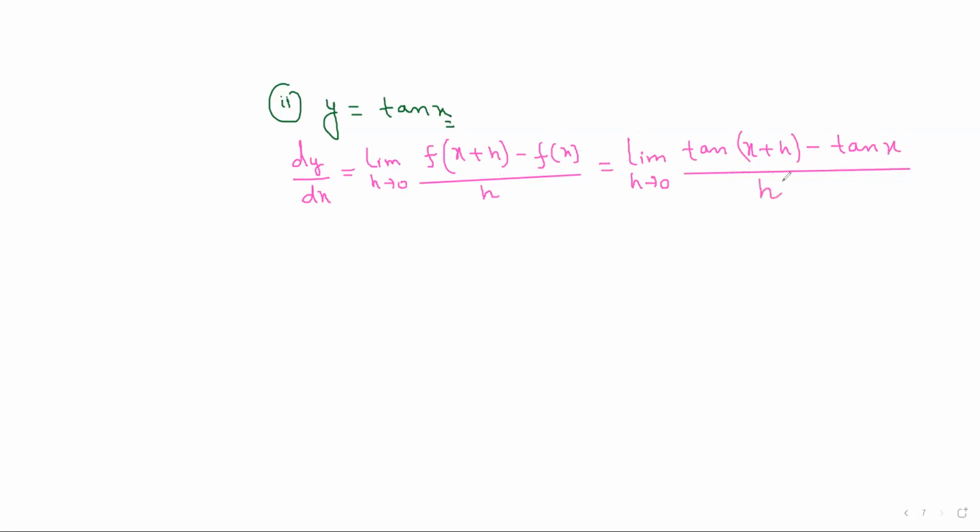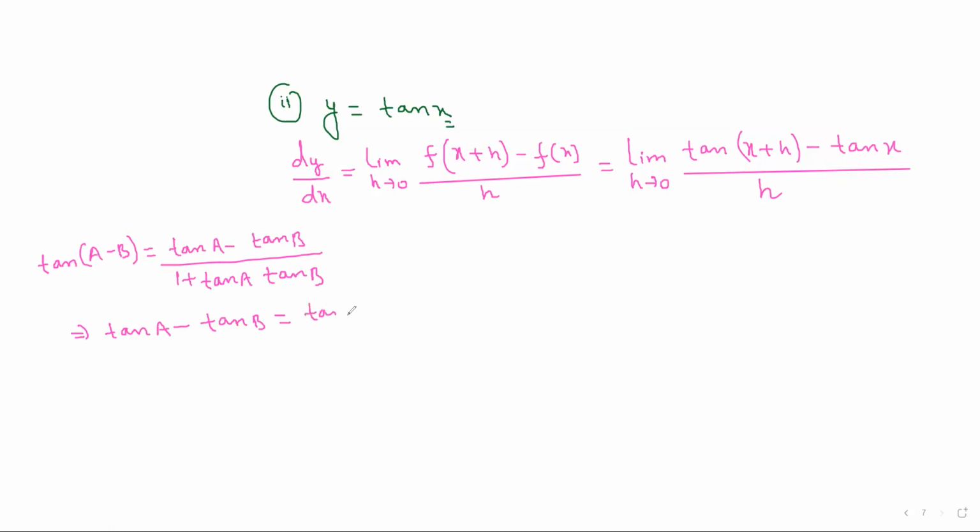So do you know very well tan A minus tan B? Guys, the formula is one important class 11 formula: tan(A minus B) is tan A minus tan B upon 1 plus tan A into tan B. So finally, tan A minus tan B is equal to tan(A minus B) into (1 plus tan A into tan B).